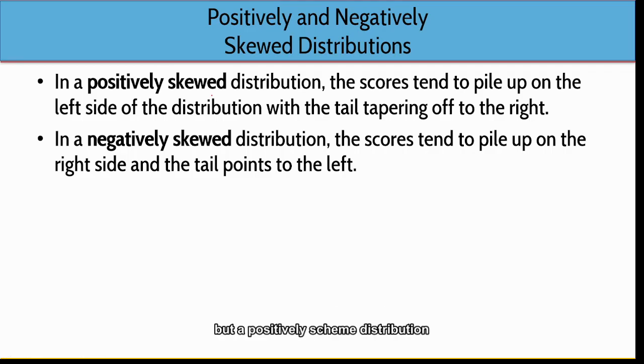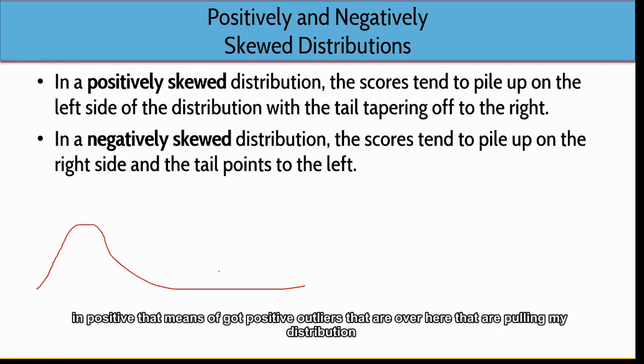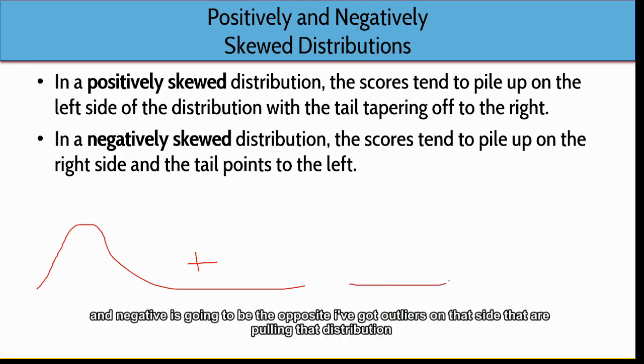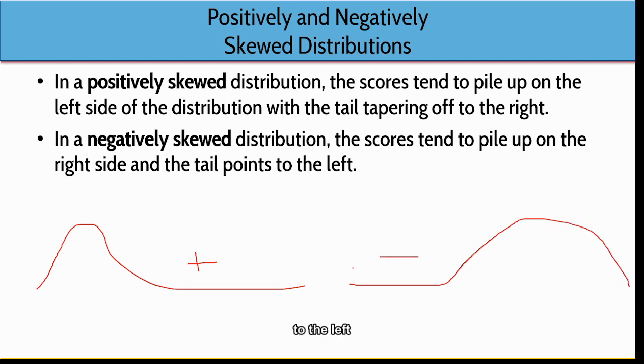But in a positively skewed distribution, you've got scores that are piling up on the left and your tail is pulling off to the right. So it's going to look something like that in positive. That means I've got positive outliers over here that are pulling my distribution. And negative is going to be the opposite. I've got outliers on that side that are pulling that distribution to the left.